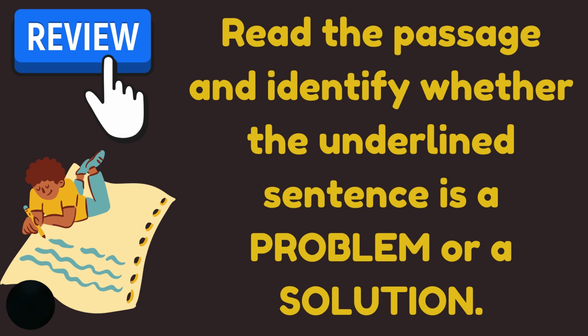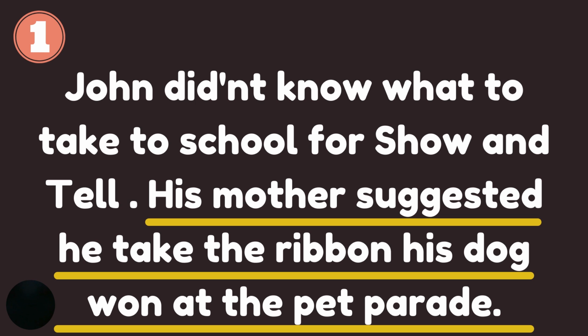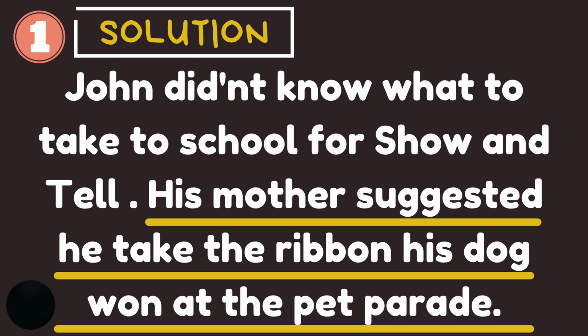Remember problem and solution? Read the passage and identify whether the underlined sentence is a problem or a solution. Number 1. John didn't know what to take to school for show and tell. His mother suggested he take the ribbon his dog won at the pet parade. Is it a problem or a solution? Correct, that is a solution.